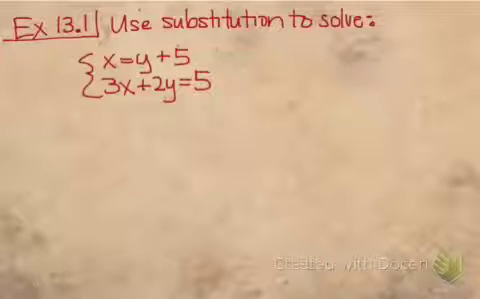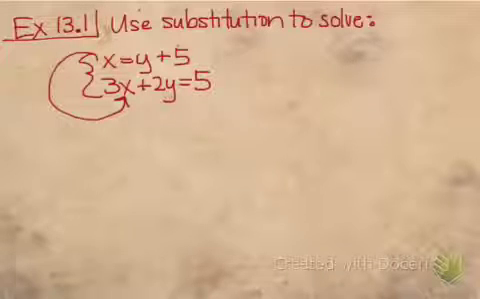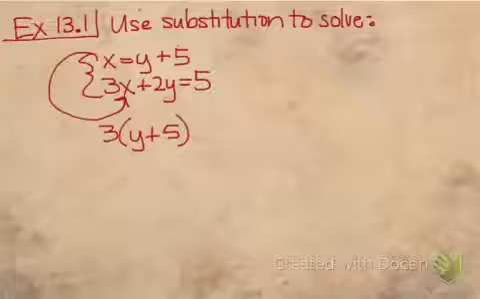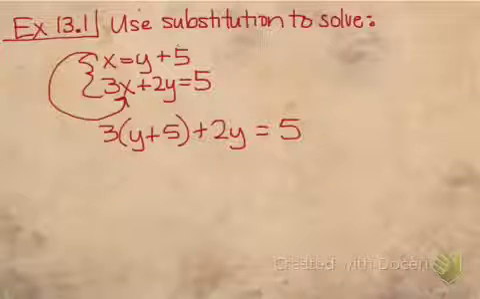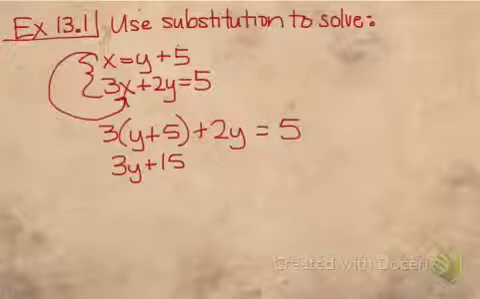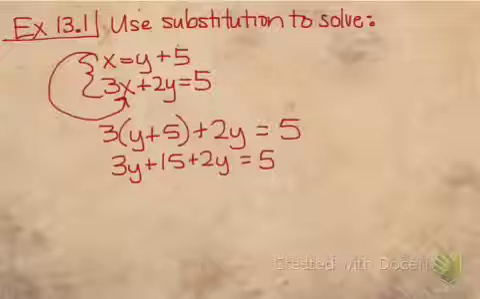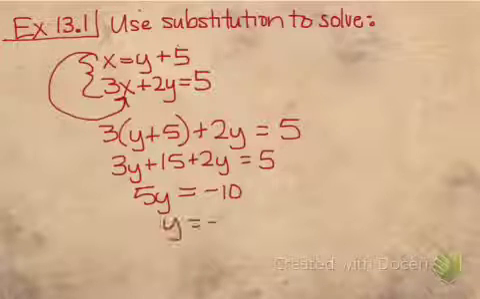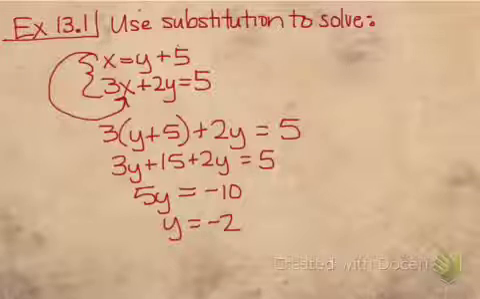It says x equals y plus 5 and 3x plus 2y equals 5. So we're going to take x, and wherever x is, we're going to replace it with y plus 5. So we get 3 times y plus 5 plus 2y equals 5. Distribute the 3, so we get 3y plus 15 plus 2y equals 5. We'll combine 3y plus 2y to get 5y, and we'll subtract 15 to get negative 10. Divide both sides by 5, and we end up with y equals negative 2.